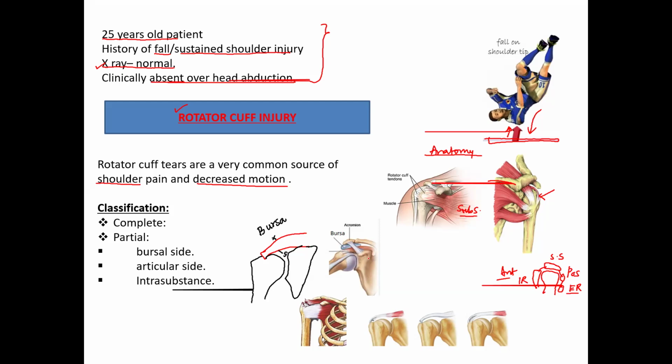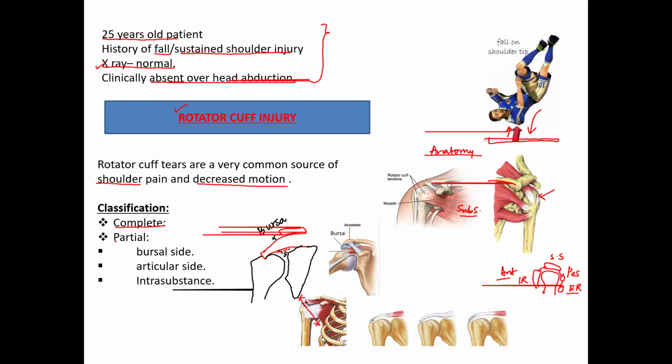The second thing is, if you see the rotator cuff, this side will be the articular margin, the articular surface, and here we have a bursa. This is the bursal surface. So we have the bursal surface of the rotator cuff and the articular surface of the rotator cuff. Depending on the amount of involvement of the rotator cuff, we have a complete tear. Complete tear means there is complete discontinuity of the rotator cuff. If you see here, the rotator cuff is completely disturbed, so it is a complete tear.